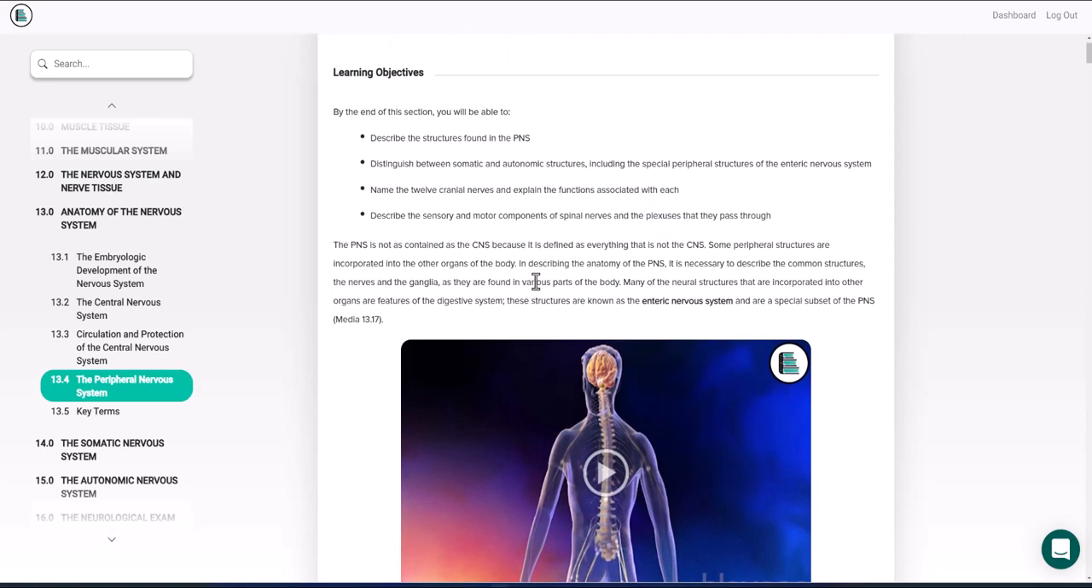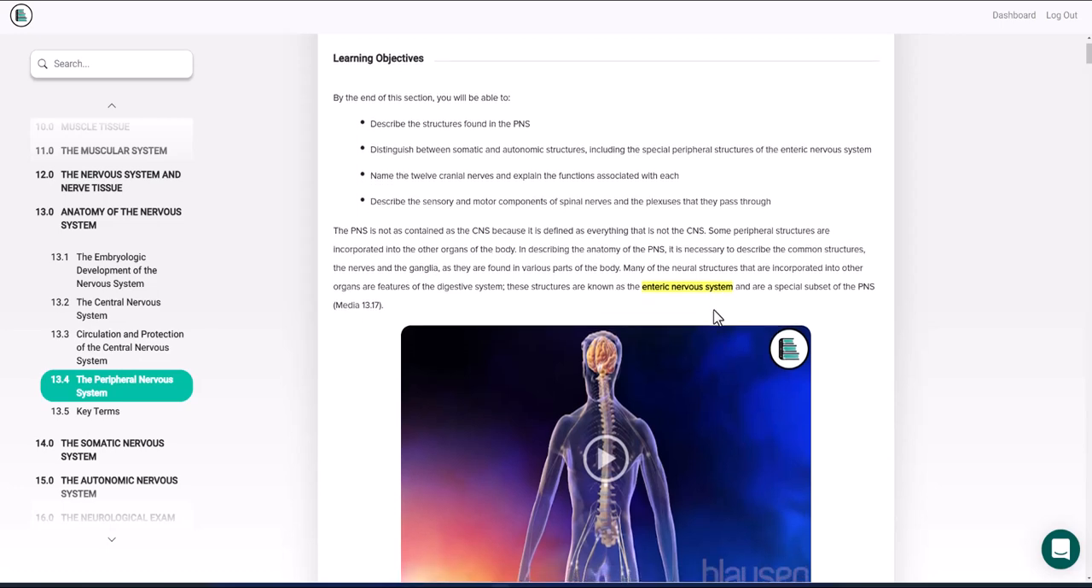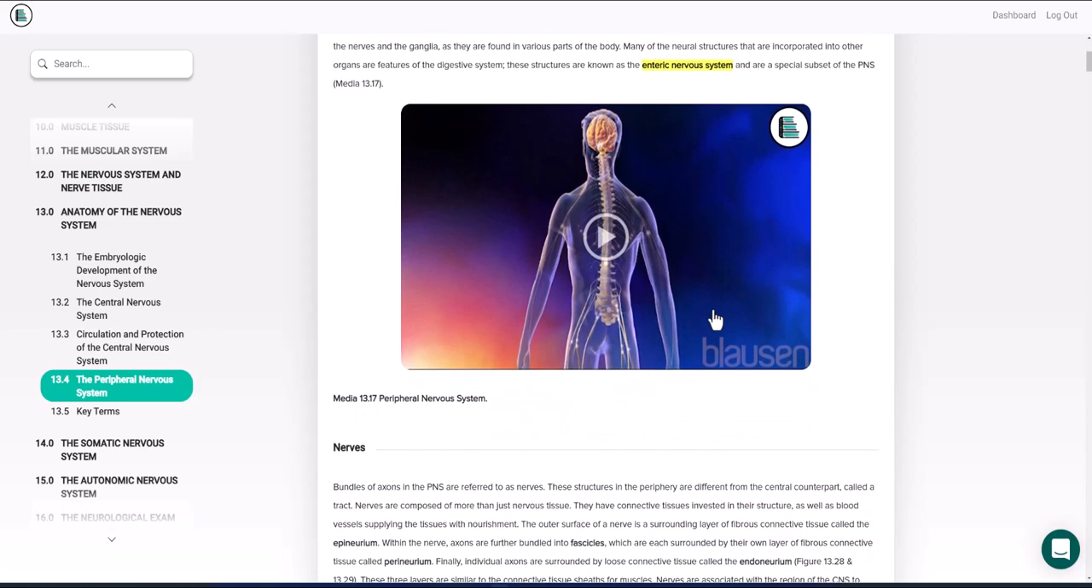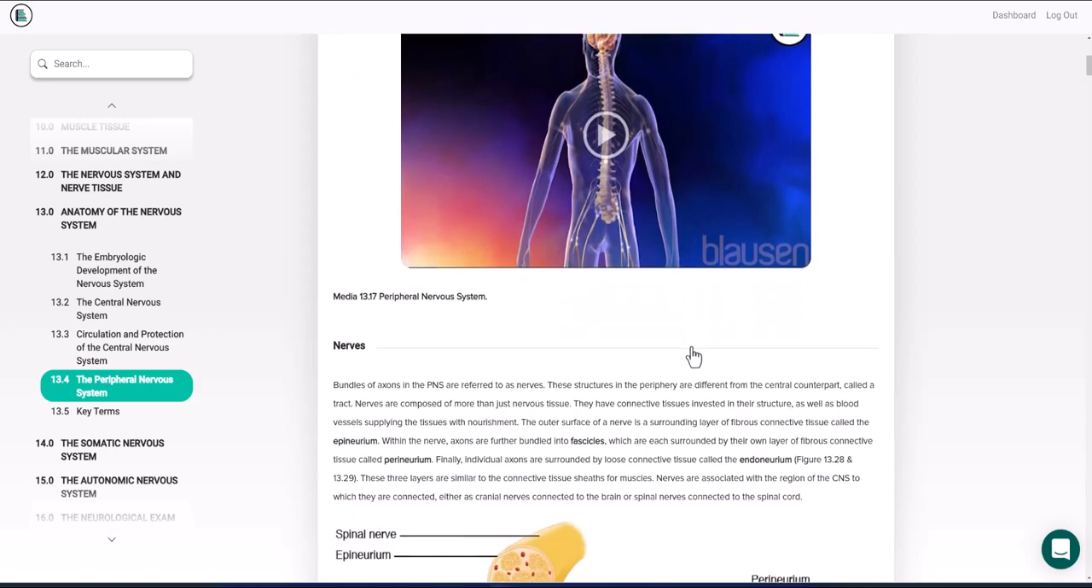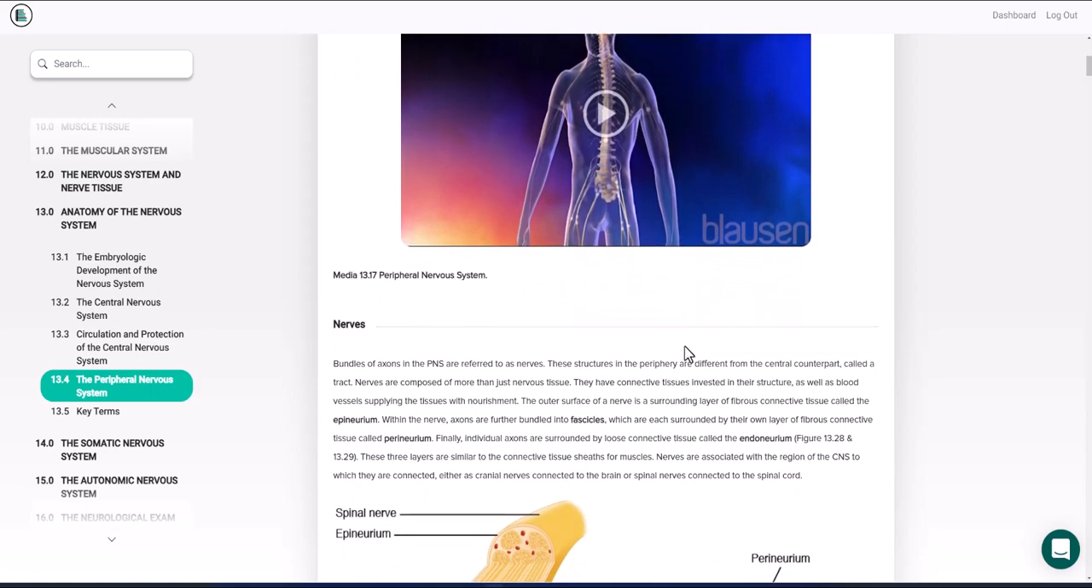A reminder that in addition to just the PNS, there is a subset of the PNS called the enteric nervous system. Haven't talked a lot about it, but it's really gaining notoriety and understanding. Within the stomach and the digestive system, there's essentially another entire nervous system that is largely independent of the CNS and controls all of your digestive functions.